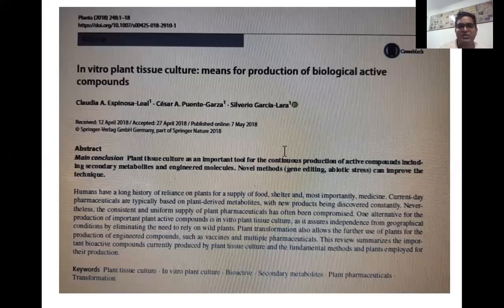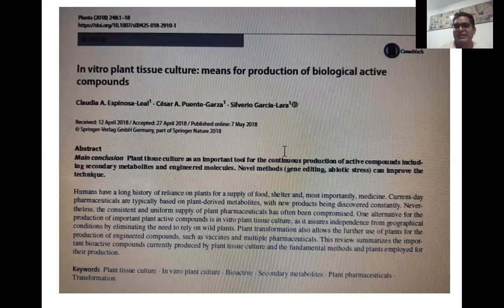I will give a reference: in vitro plant tissue culture as a means for production of biologically active compounds. This was published in 2018 in Planta. So you should go through this paper. You will definitely find some ideas in your mind, and you will become a job provider, not a job seeker. So you must go through this paper.